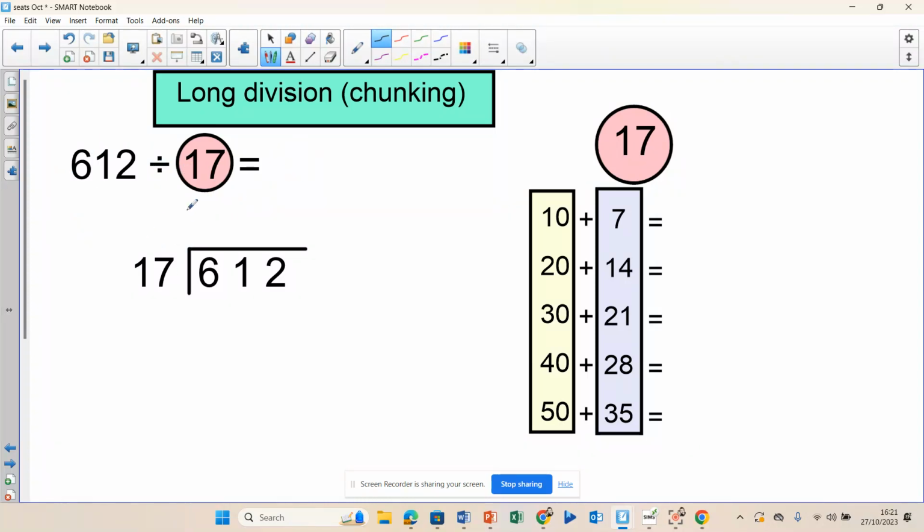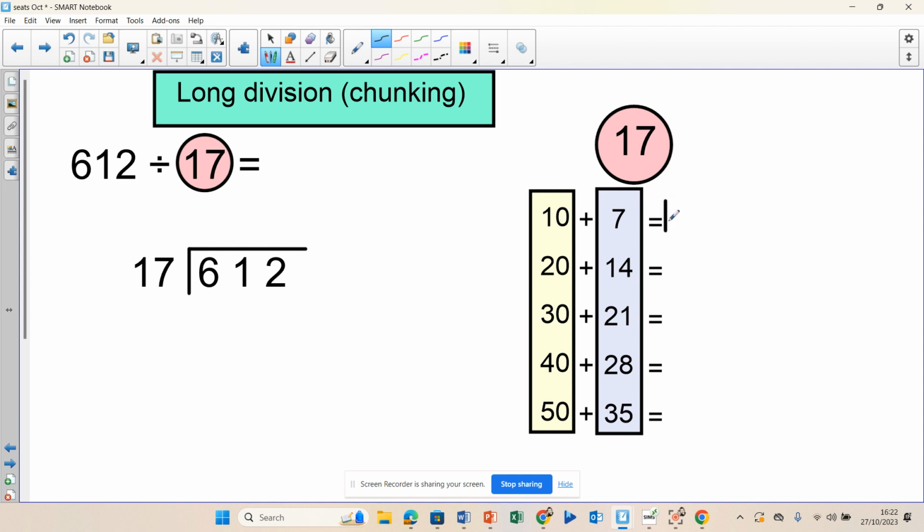My divisor is 17. My first step, I'm going to partition my divisor into 10 and 7, so you can see I've already done that here. I'm going to work out the first 5 numbers, so that was 10, 20, 30, 40, 50. That was the 10s, and then this is the 7s. So 7, 14, 21, 28, and 35. And then you need to add them together.